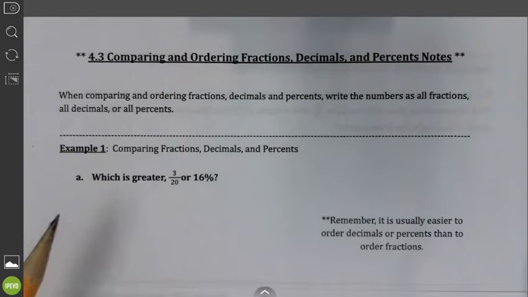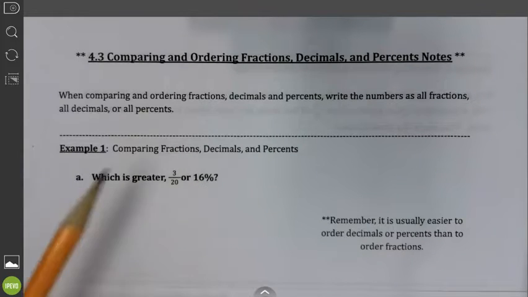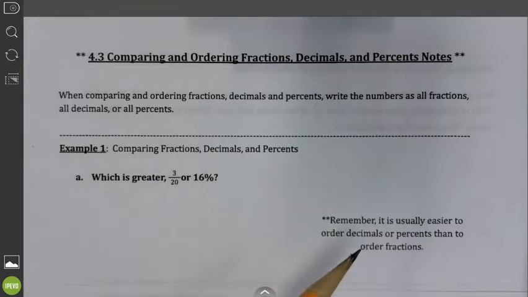So we're going to start with comparing 3/20ths and 16%. We want to know which one is greater. There's an important note over here that says, remember, it is usually easier to order decimals or percents than to order fractions. And the reason for that is, in order to compare fractions, they all need common denominators. And when you have two or more fractions, sometimes it can be challenging to come up with a common denominator. So I find it's typically easiest to order decimals or percents.